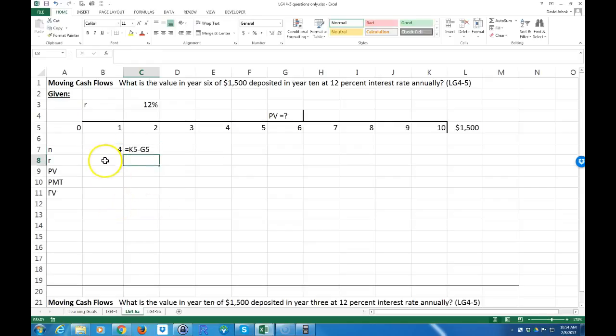Right? And then the R is equal to this. Present value is what we want to know. The payment is 0. And then the future value is equal to a negative this. Right? Okay. So we want to find this right here. We want to find this right here.